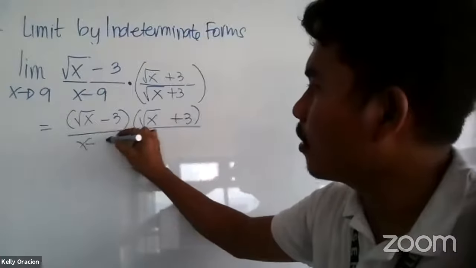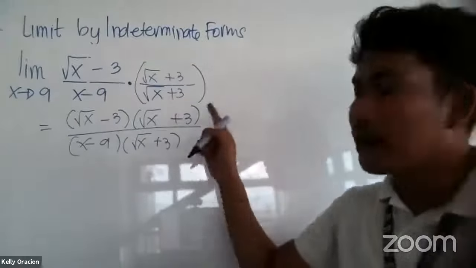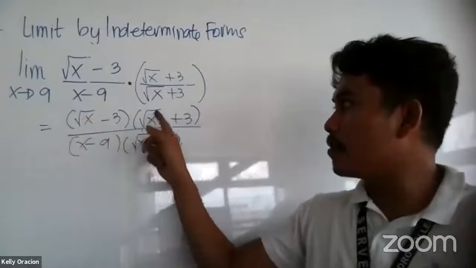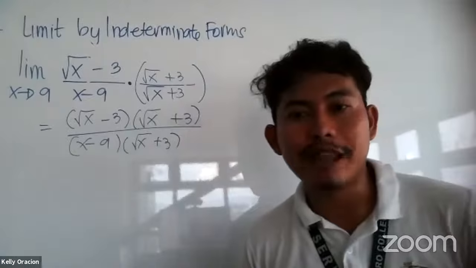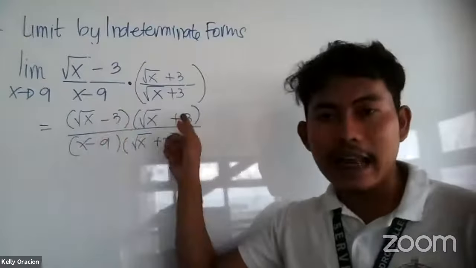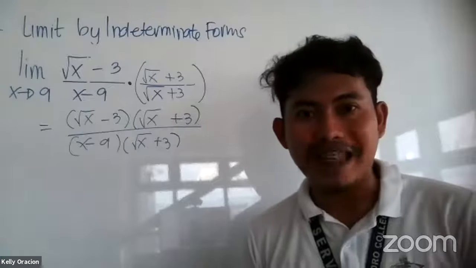Over x minus 9, then square root of x plus 3. And class, you know the numerator, di ba? The same sila, the same. That is a concept of sum and difference, di ba? The same. Ang sign lang, the sign between them ang nagkaiba. That is a concept of sum and difference.